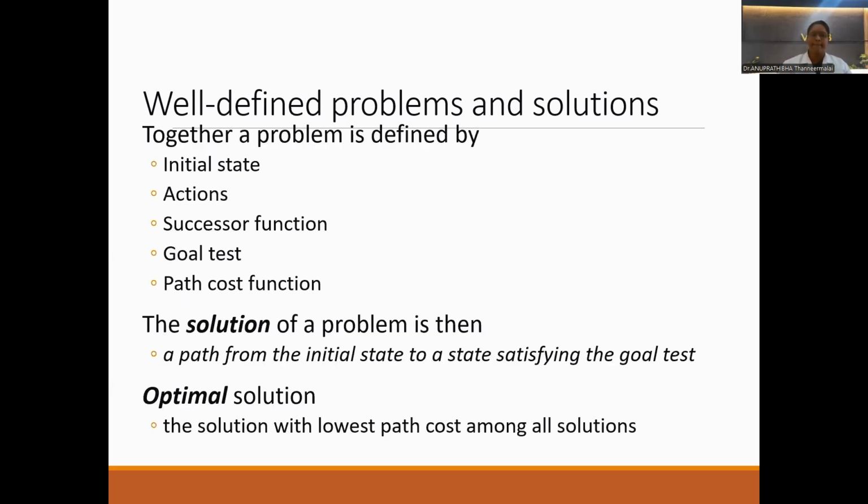So together a problem is defined by the initial state, actions, successor function, goal test, and finally path cost function. The solution of a problem is then a path from the initial state to a state satisfying the goal test. The optimal solution is the solution with the lowest path cost among all solutions.